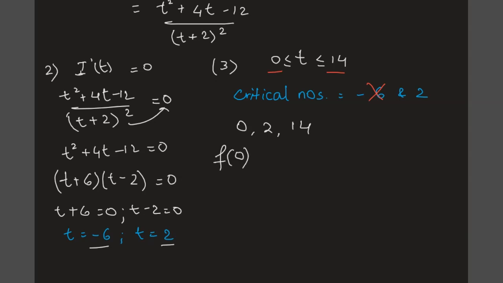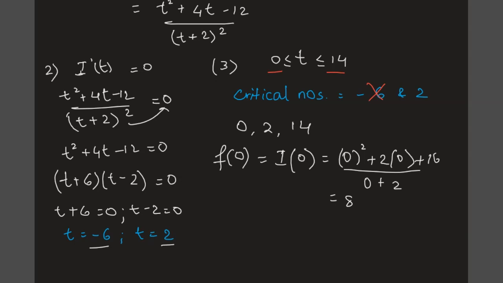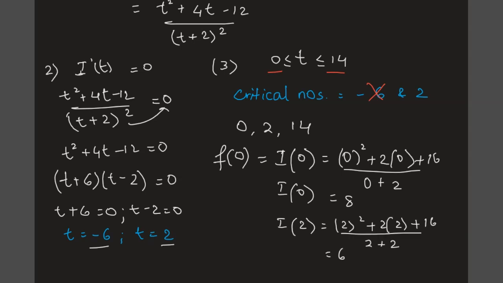And we find the function f of 0. That is, we would find out the intensity when time is 0, and it would give us 8. So intensity at time 0 is 8. Next, we find out the intensity at time 2, and we get the value as 6. Similarly, we find out the intensity at 14, and we will get the value of 15.